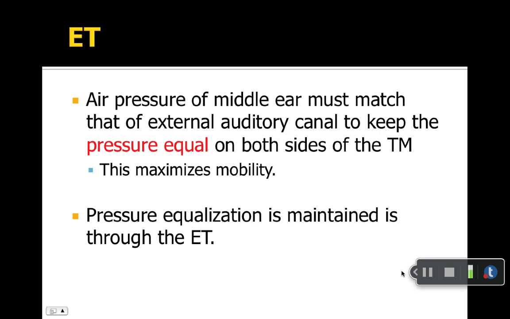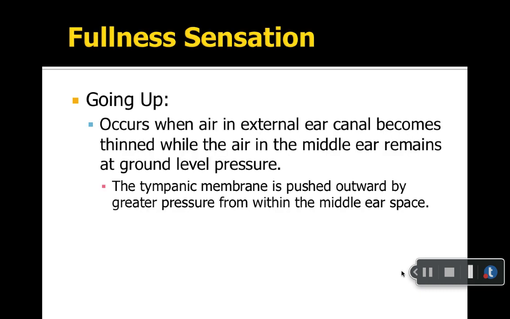The air pressure in the middle ear has to match the air pressure in the external auditory canal. The pressures need to be equal on both sides. So the air pressure in the middle ear has to be the same as the air pressure in the ear canal so that the tympanic membrane can move at its best. And it's the Eustachian tube that helps keep that pressure balanced. The Eustachian tube is very important in keeping the air in the middle ear at the same pressure level as the air in the ear canal.